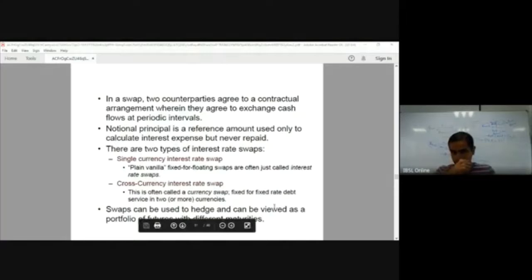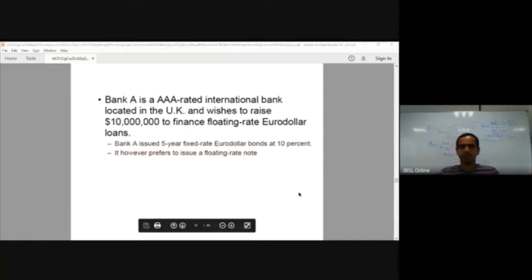In a swap, two counterparties agree to a contractual arrangement wherein they agree to exchange cash flows at periodic intervals. Notional principal is a reference amount used only to calculate interest expense, but never repaid. And finally, swaps can be used to hedge and can be viewed as a portfolio of futures with different maturities. So there are some similarities between derivatives. One can be used to construct another. Let's have a look at this example.